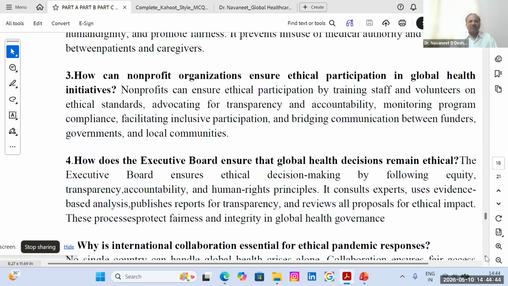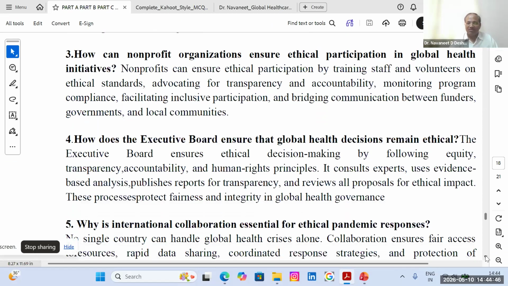How can nonprofit organizations ensure ethical participation in global health initiatives? Nonprofit organizations can ensure ethical participation by training staff and volunteers on ethical standards, advocating for transparency and accountability, monitoring program compliance, facilitating inclusive participation, and bridging communication between the funders, the governments, and local communities.